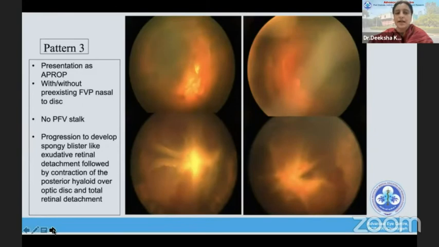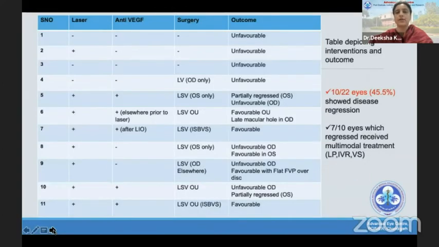The third presentation began typically as aggressive posterior ROP. It went on to develop nasal fibrovascular proliferation close to and over the optic disc. There was no stalk of persistent fetal vasculature. It progressed to form an exudative detachment, followed by contraction of the posterior hyaloid over the disc and a total retinal detachment. As far as the intervention and outcomes were concerned, the overall treatment success rate was low, 45.5%, and the majority of the eyes, 7 out of 10, which actually regressed, had received multimodal treatment in the form of laser photocoagulation, anti-VEGF therapy, and vitreoretinal surgery.